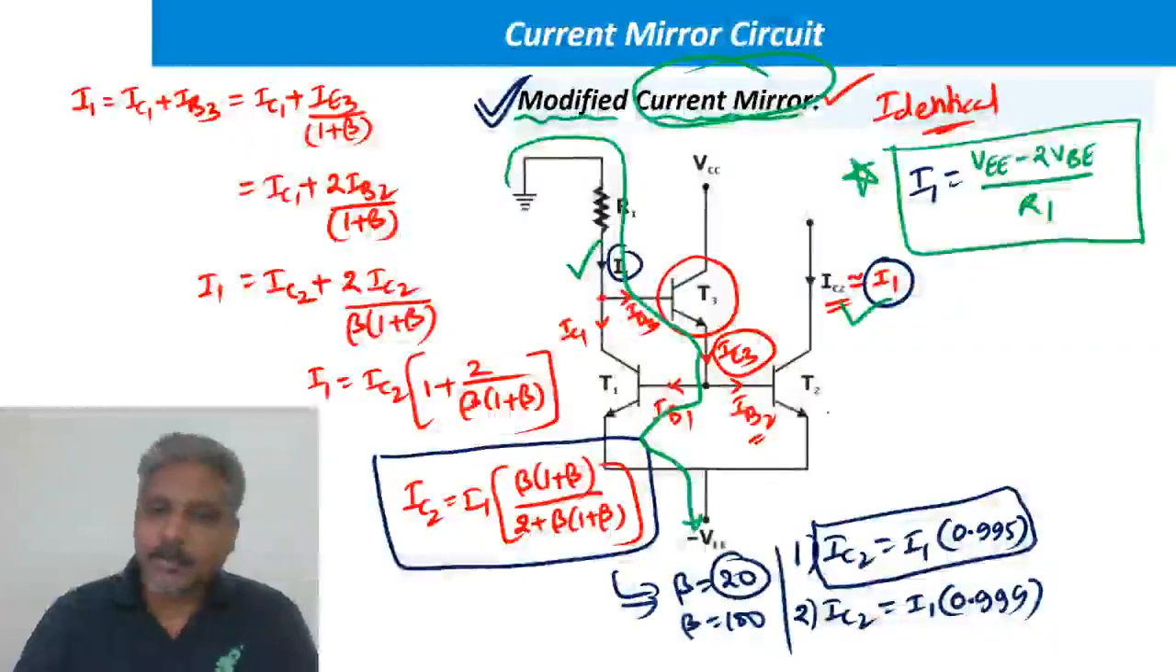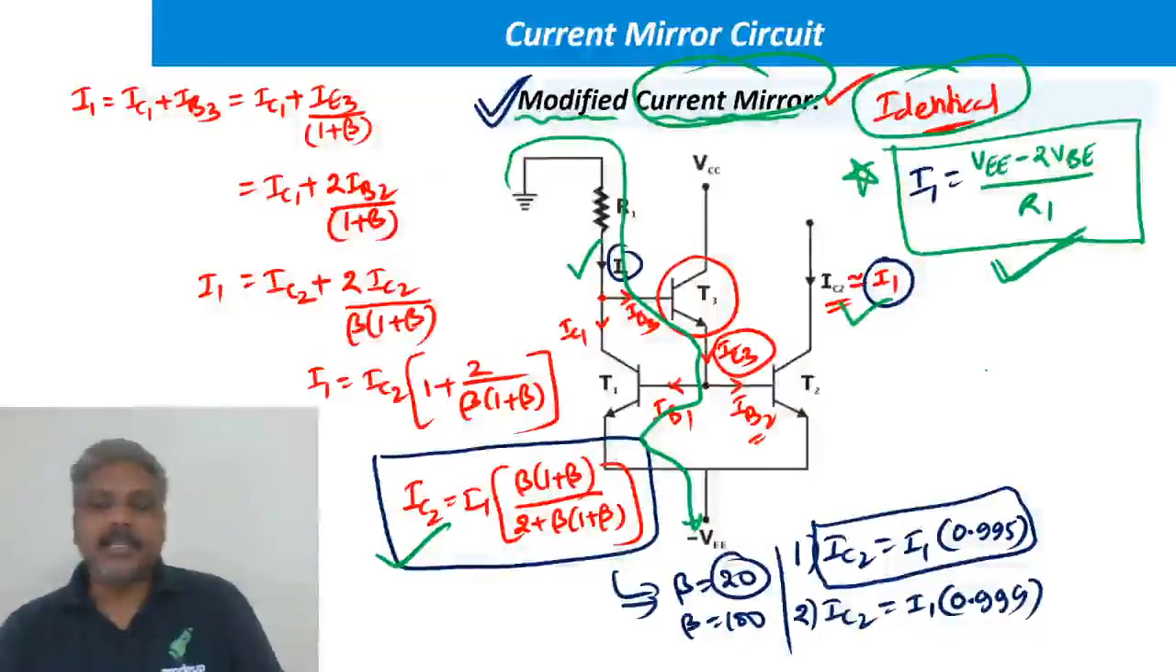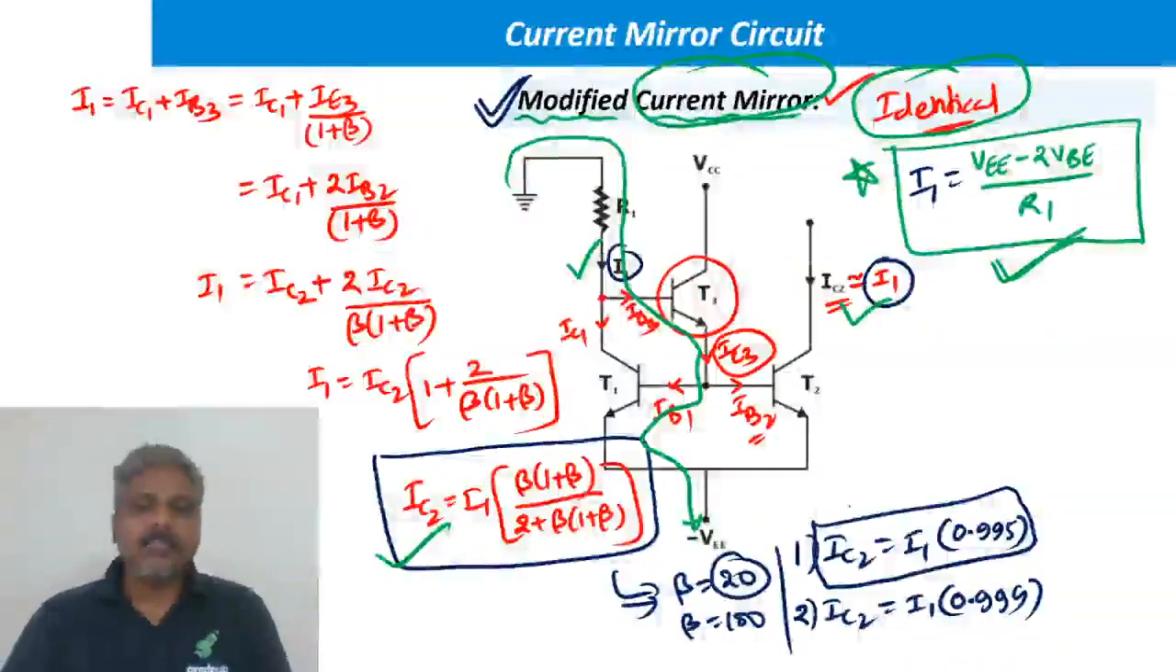Here there is another problem: identical transistors must be identical. Then only this is true. These are true only when the transistors are identical, right? But practically there is a possibility that the transistors may not be identical. Then what, sir? Then there is another current mirror, called the Widlar current mirror or Wilson current mirror.